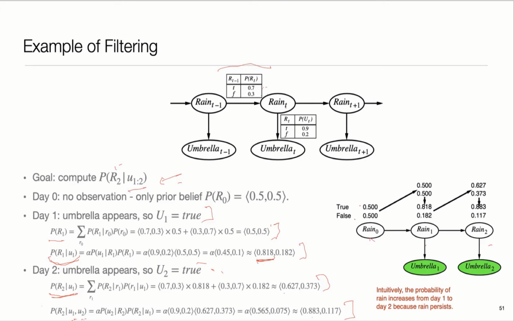But thus far it is only filtering. That is, given the observations on day 1 and day 2, we are trying to infer what the state of rain is on day 2. Any question on this example? Okay, so let's move on.